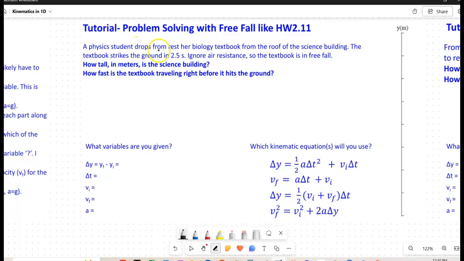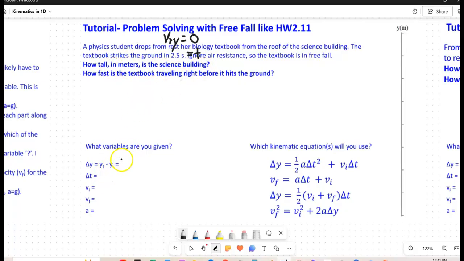So a physics student drops from rest her biology textbook. So that sounds like the initial velocity in the y direction is going to be equal to 0, from the roof of a science building. The book strikes the ground after 2.5 seconds. So this is going to be time. And it's telling us to ignore air resistance, so it's in free fall. And that's what they're asking us. How tall in meters is the science building?